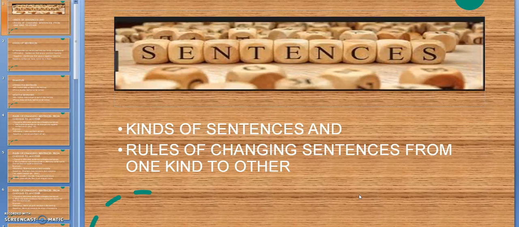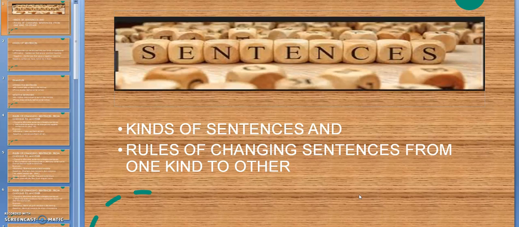A brief recap of what we have done earlier. We have studied what is a sentence. A group of words that make complete sense is a sentence. That is, a group of such words which are able to convey to us the complete meaning is referred to as a sentence. We have 4 kinds of sentences.